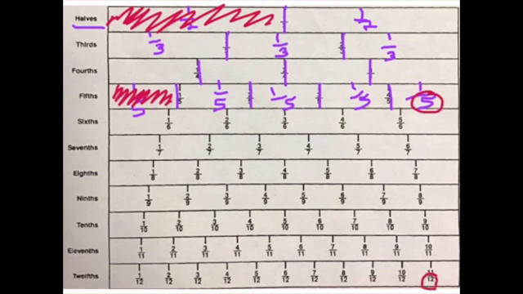Like down here, our denominator is 12. Look how small those pieces are. If I were to do that with the whole thing, that is very small compared to when my denominator is really small, like a 2. Look how big my piece is.